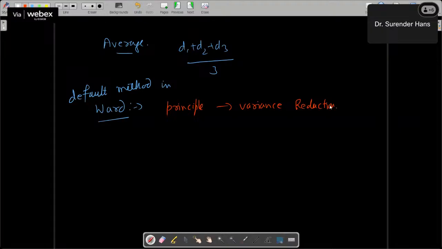Variance reduction means, what is the mathematics behind this WARD linkage method? Let's say we have two clusters, this one and this one. We first assume that these two clusters together make one big cluster. So now this one and this one.